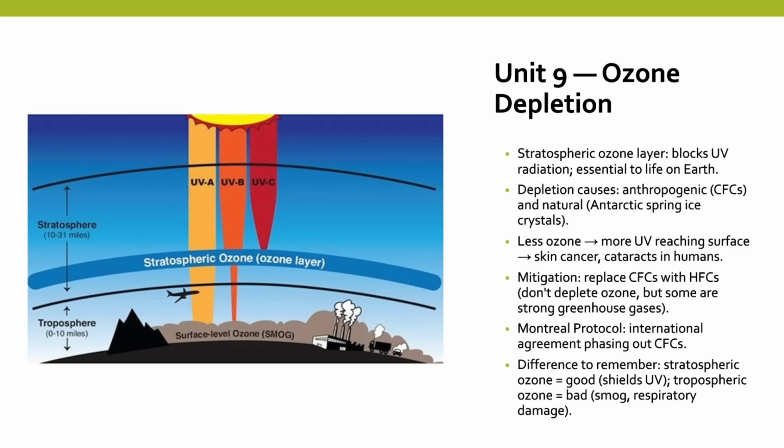Less ozone means more UV, which means more skin cancer and cataracts, and the Montreal Protocol thankfully phased out CFCs and replaced them with HFCs, which don't hurt the ozone but unfortunately are also still potent greenhouse gases.